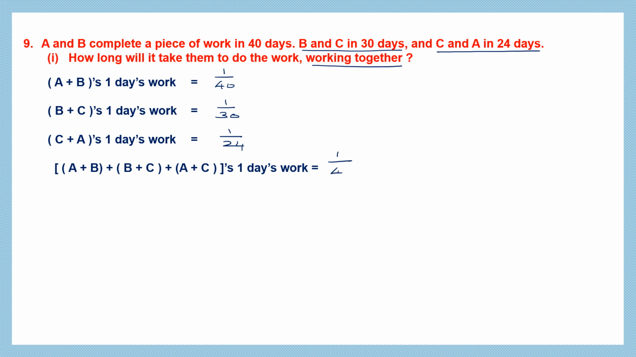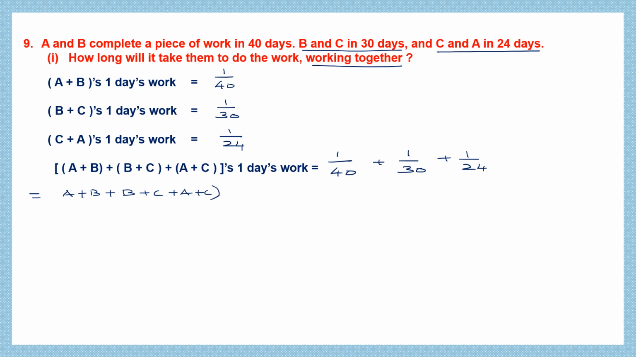So that is 1 by 40 plus 1 by 30 plus 1 by 24. And then we will get the 1 day's work of all these. Now here on this side, let's simplify this. Let's remove the brackets here. So here we will have A plus B plus B plus C plus A plus C.